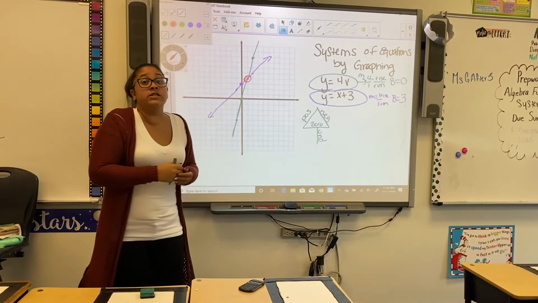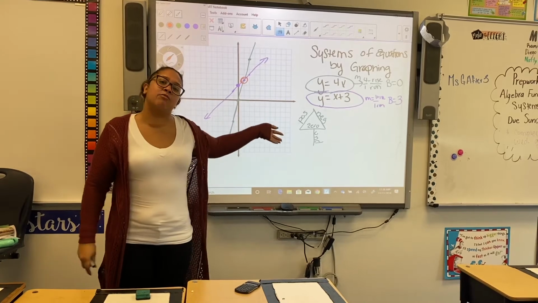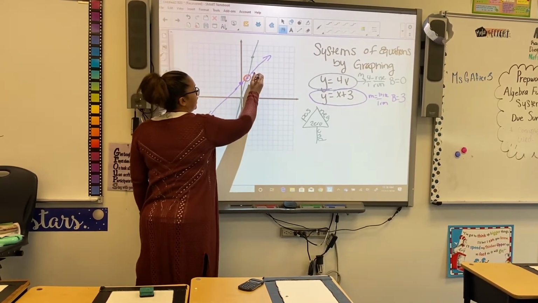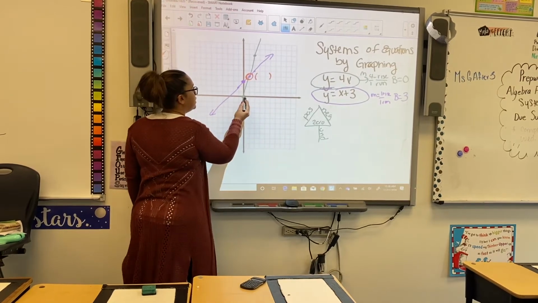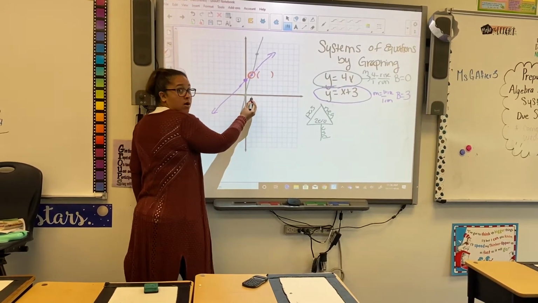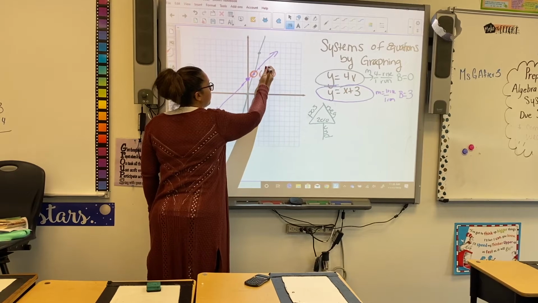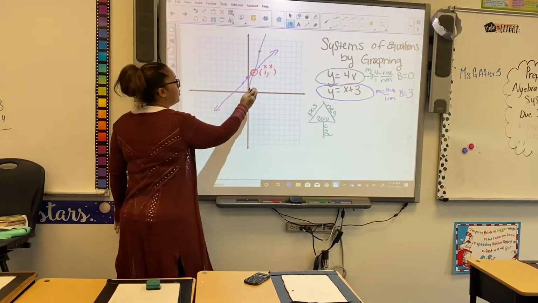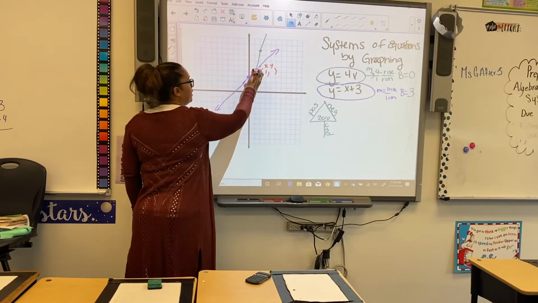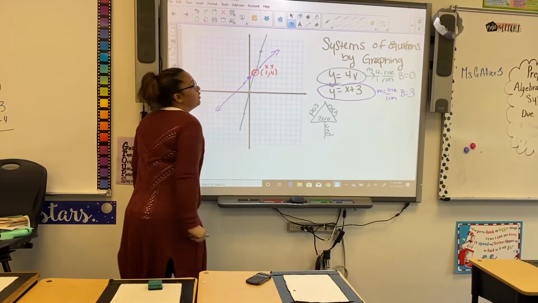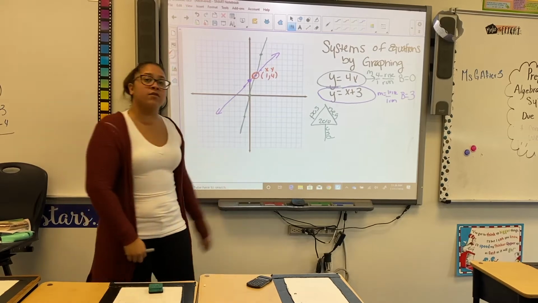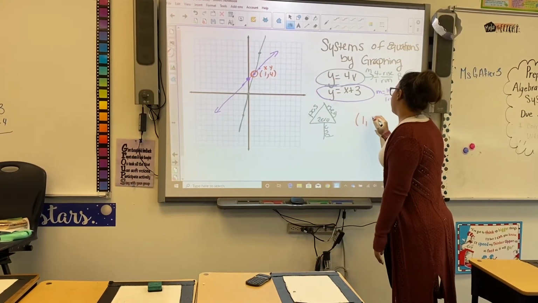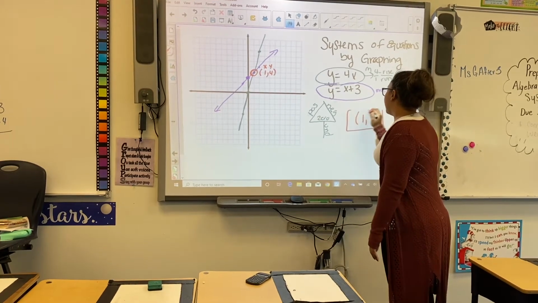So now, in order to find our answer, we have to name that coordinate, right? So we know we have to count on the x-axis. And I always tell you guys, as soon as you count it, do it. So we're counting over 1. So it's 1, comma, because our coordinates are always x, comma, y. And we're going to count up 1, 2, 3, 4. 1, comma, 4. So what would my answer be for this system of equations? It is (1, 4). And that's it.